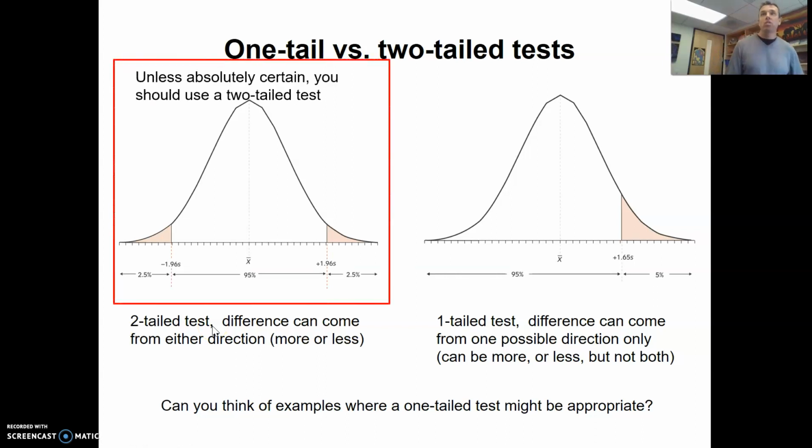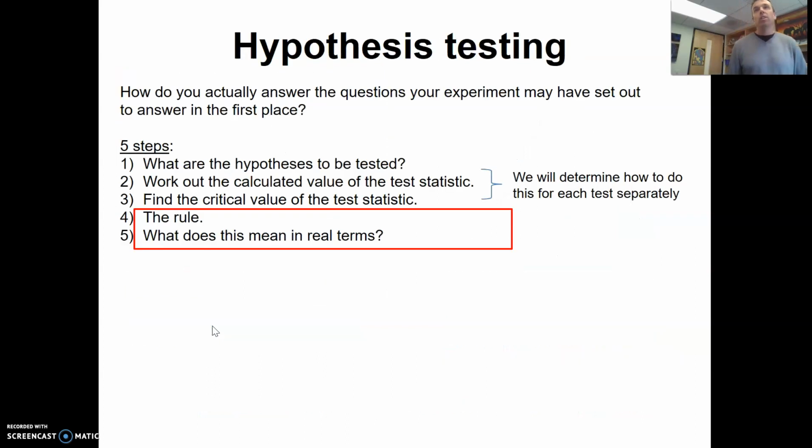So unless you're absolutely certain of a one-tailed possibility, you should use a two-tailed test.